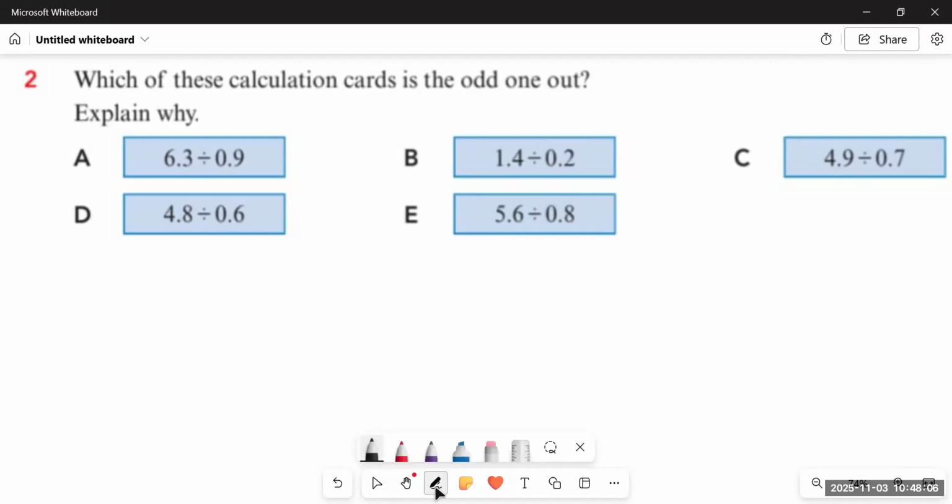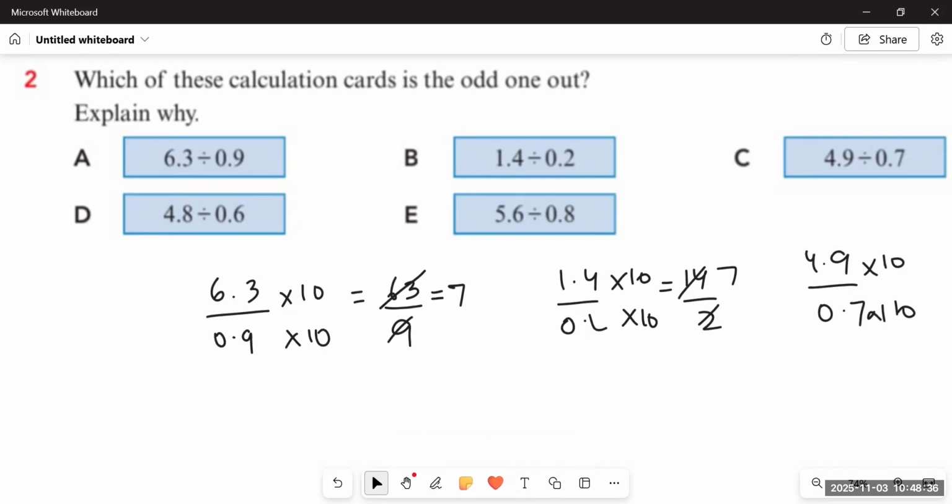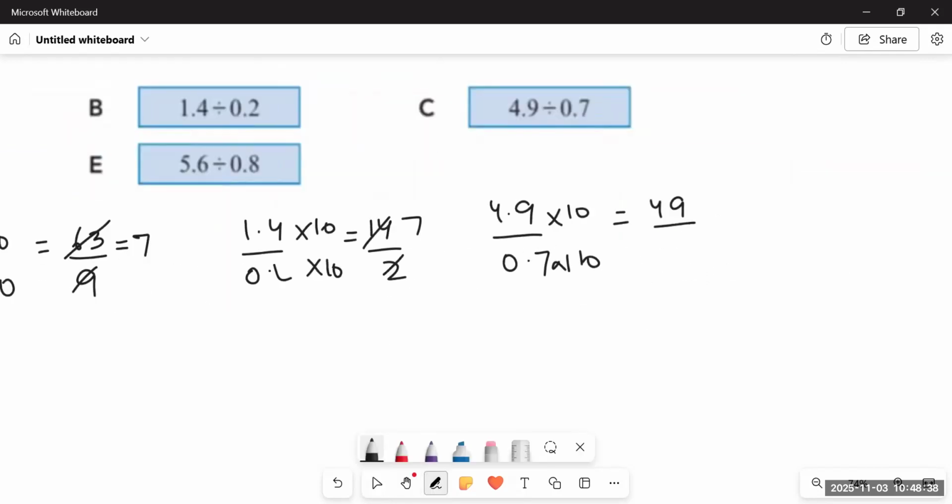Now we have to do the same thing in question number 2. 6.3 over 0.9. Multiply both of them by 10. They would turn into 63 over 9. And that's 9 ones are 9, 9 sevens are 63. Then 1.4 over 0.2, multiply by 10 each. It becomes 14 over 2 and that's 7. 4.9 over 0.7, multiply by 10 each. It becomes 49 over 7 and that's 7. How easy it is.